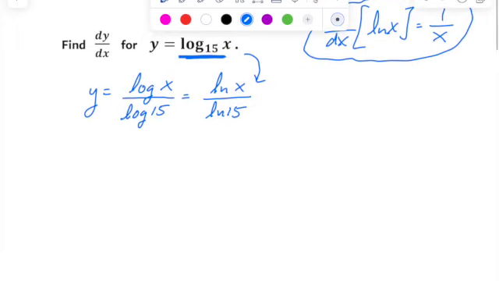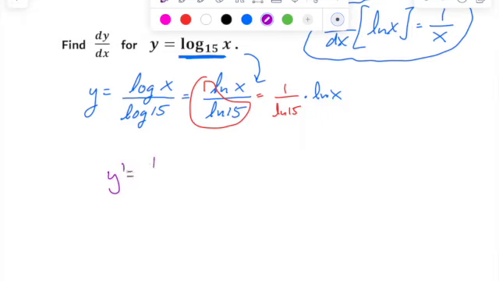And if you're thinking that that's going to be the quotient rule, hopefully you really recognize that this right here, 1 over ln of 15, that's just a constant. There's no variable in there. And so it's being multiplied by ln of x. And so the derivative here we're going to come up with is 1 over ln of 15 times 1 over x, the derivative of ln of x.